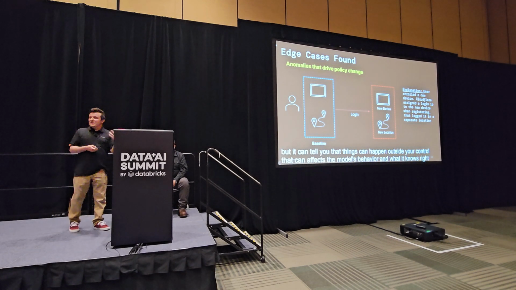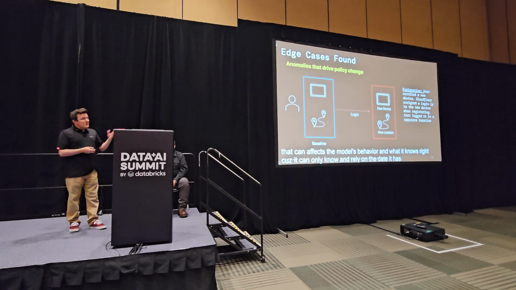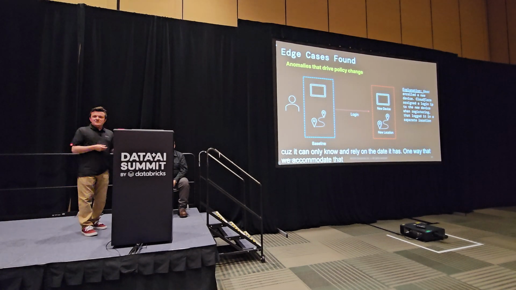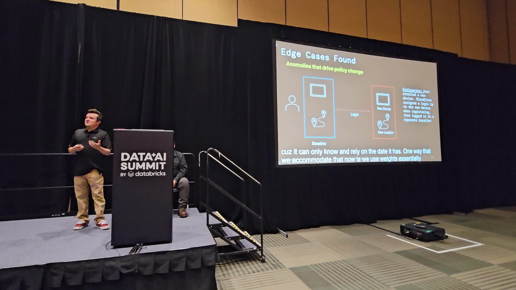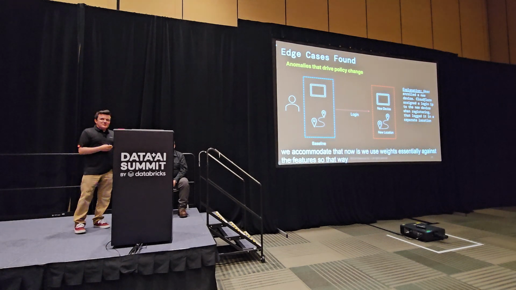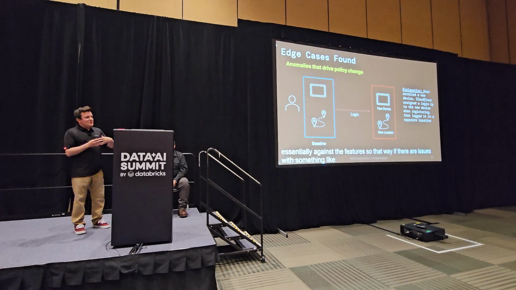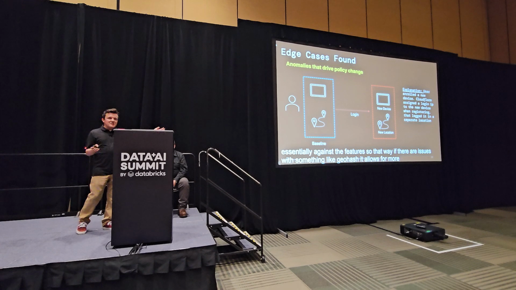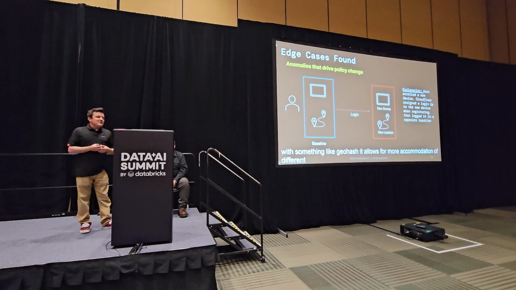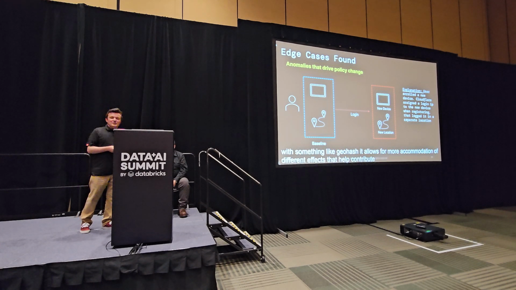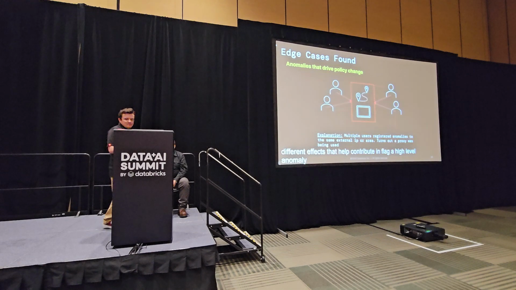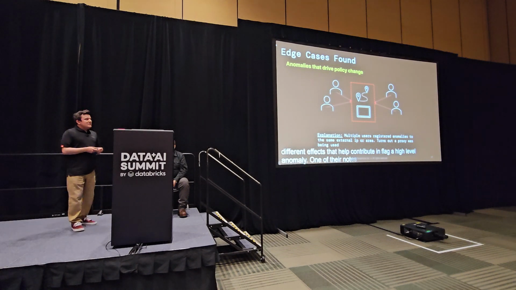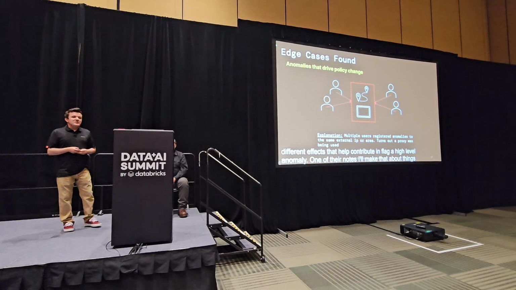Because it can only know and rely on the data it has. One way that we accommodate that now is we use weights, essentially, against the features, so that if there are issues with something like GeoHash, it allows for a combination of different effects that help contribute and flag a higher level anomaly. One other note I'll make about things that are in policy change.